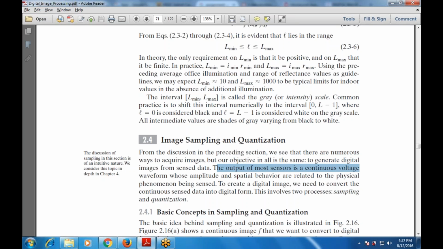And to create a digital image, we need to convert the continuous sensed data into digital form. Whenever we want to create a digital image, there will be a need to convert the continuous data into the digital form, because continuous images are not digital images; they are in analog form.